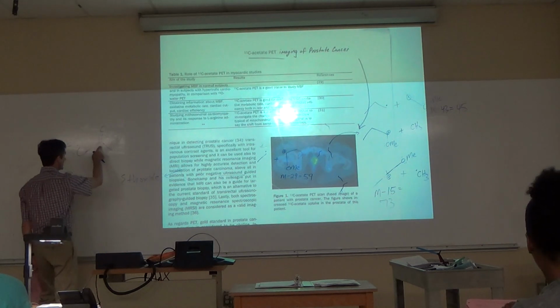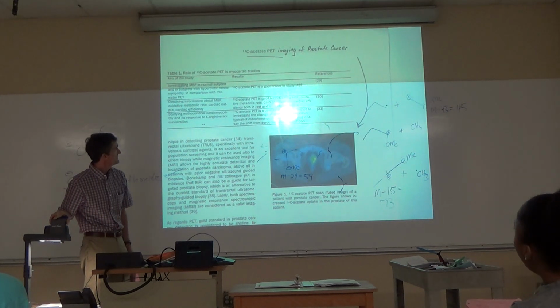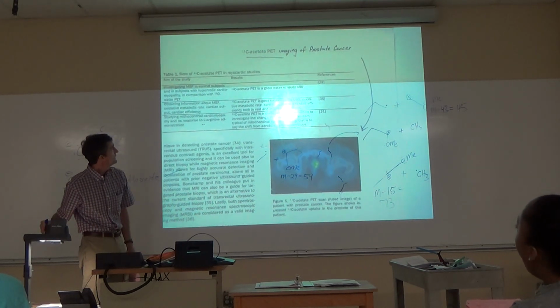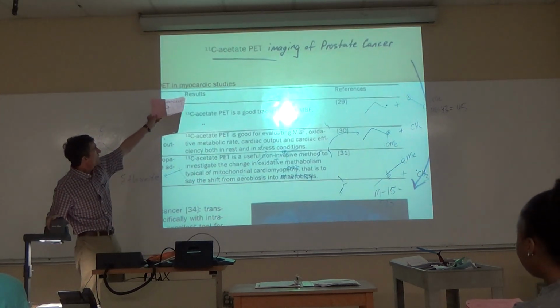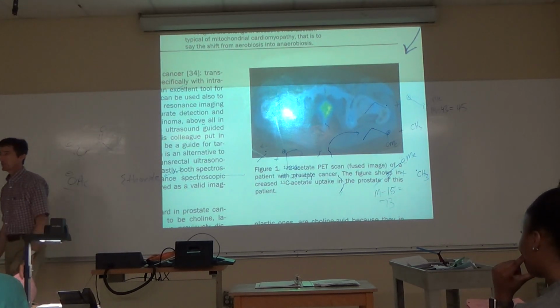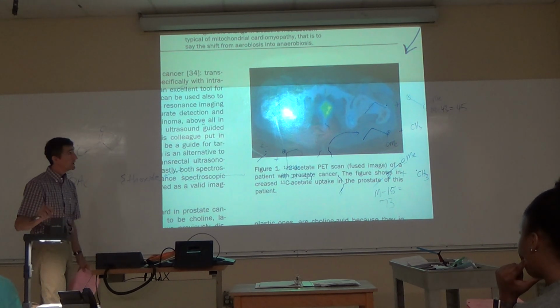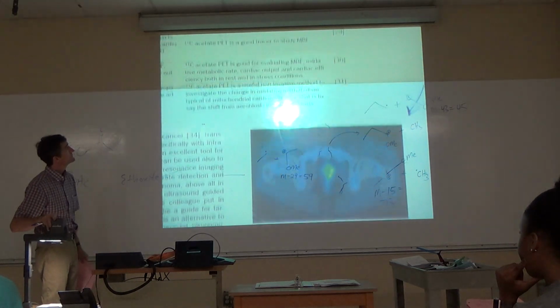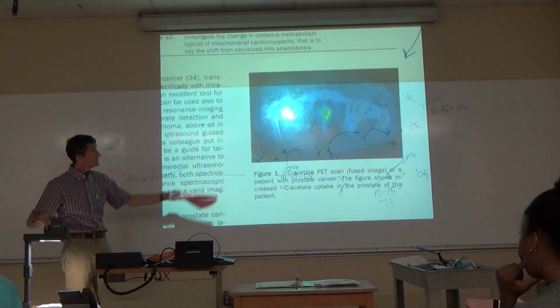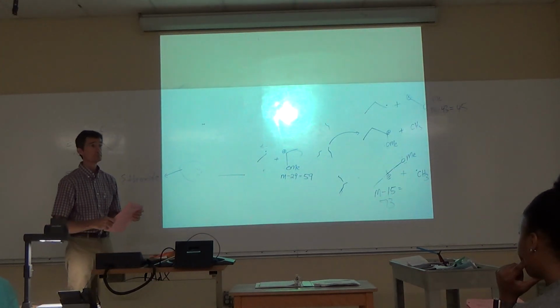Acetate where one of the carbons is carbon 11. Remember I showed you, carbon 11 acetate used for PET imaging of prostate cancer, and right there is prostate cancer being imaged. Using acetate where one of the carbons is carbon 11, which is a positron emitter, and you can do positron emission scanning there. Showing up in yellow there is prostate cancer. Acetate. You guys know acetate, right?